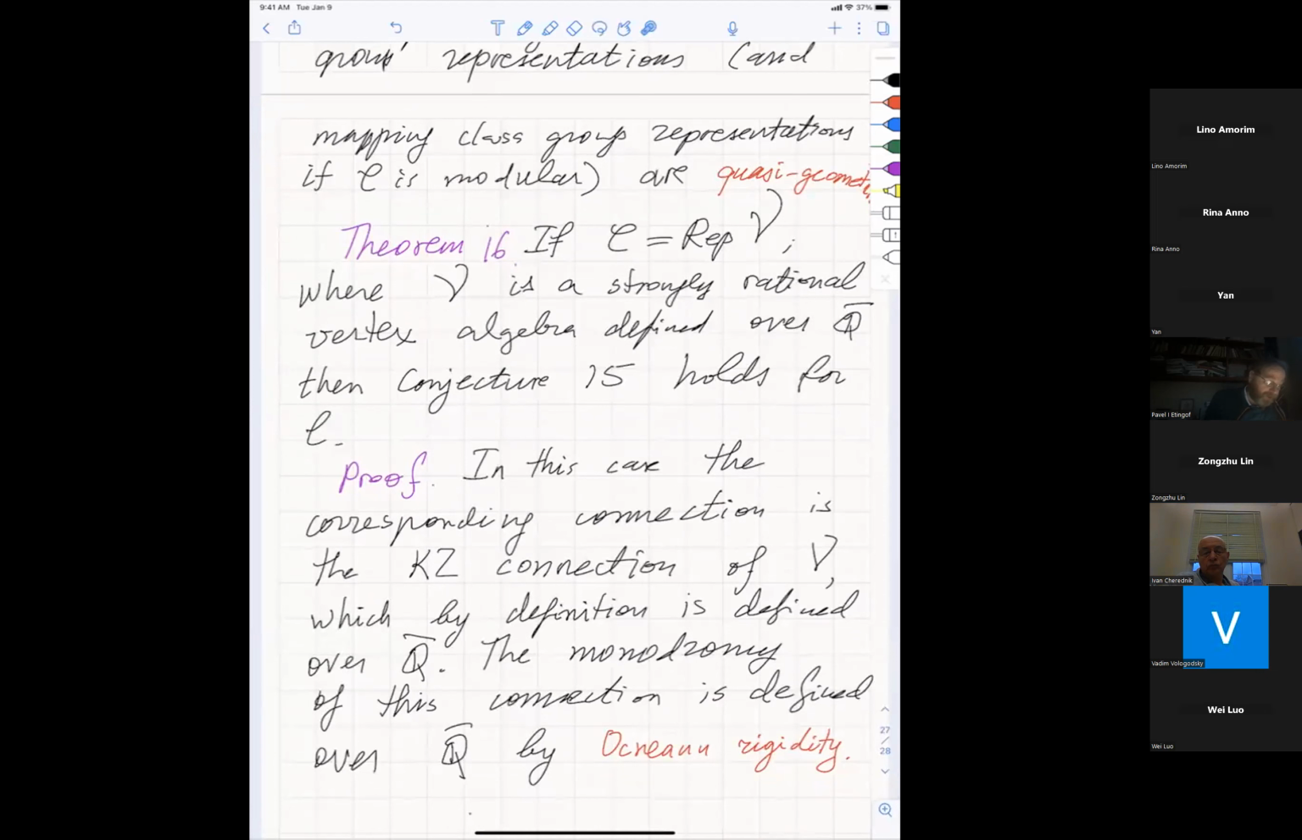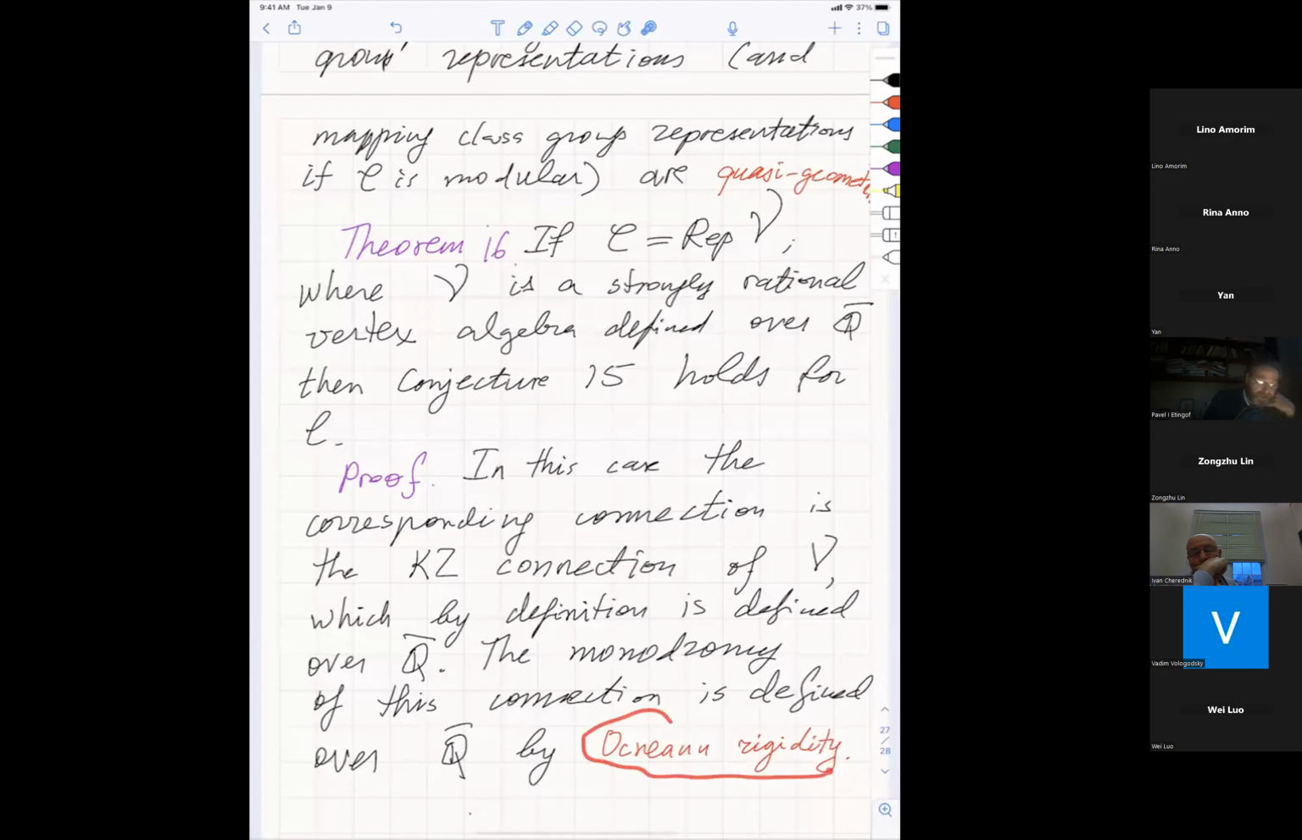So the corresponding connection then is the KZ connection for this vertex operator algebra. We can actually write it, and it is defined over Q bar. And the monodromy of this connection is also defined over Q bar by something called Ocneanu rigidity.